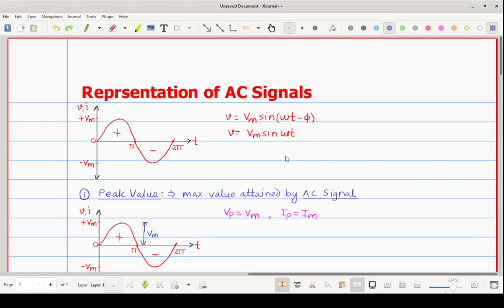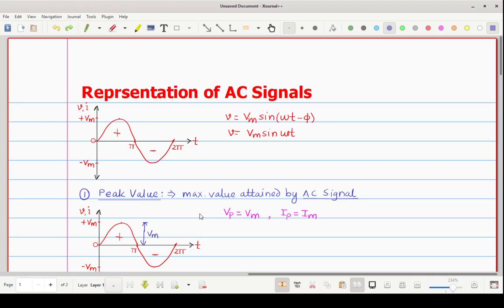Hello friends, we are discussing representation of AC signals. In the previous video, we have seen two different ways of representing AC signal: peak value and peak to peak value. If you have not seen that video, the link is available in the description.